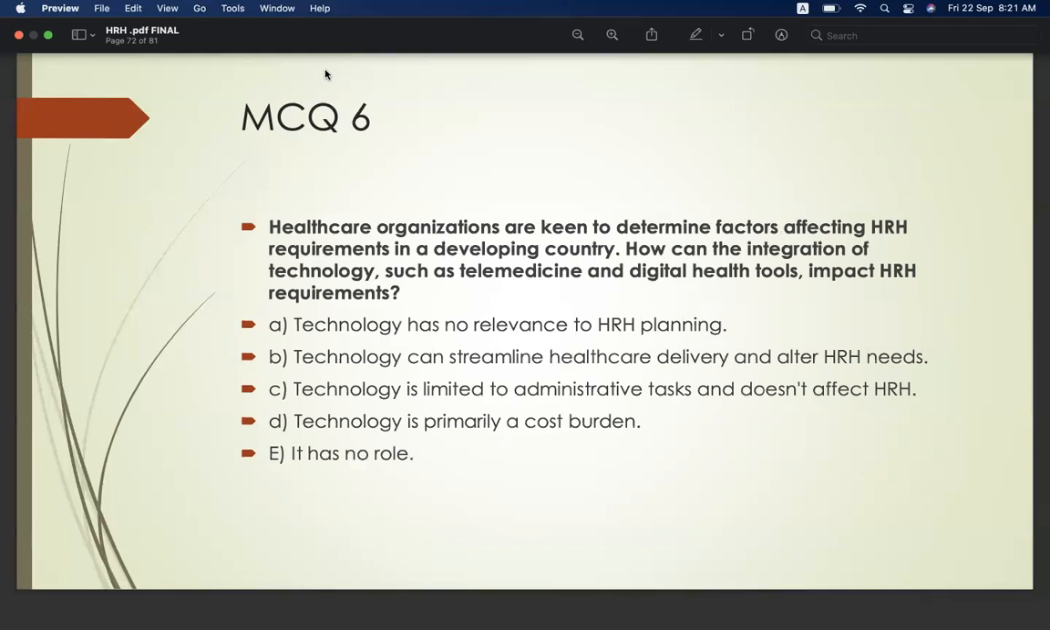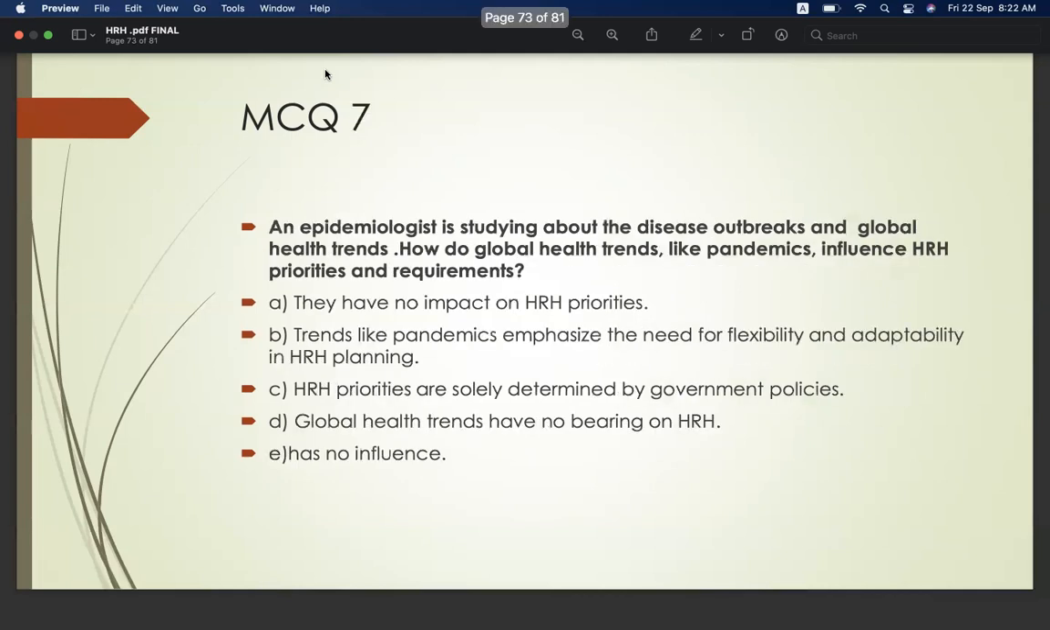Number 6: healthcare organizations are keen to determine factors affecting HRH requirements in a developing country. How can the integration of technology such as telemedicine and digital health tools impact HRH requirements? A, technology has no relevance. B, technology can streamline healthcare delivery. C, technology is limited. D, technology is primarily a cost burden. E, it has no role. Anyone? The answer is B.